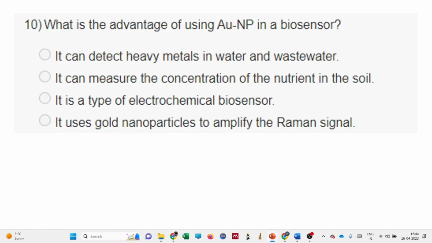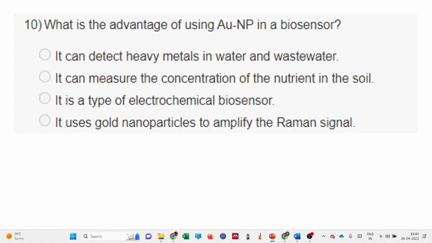What is the advantage of using AuNP, which is basically gold nanoparticles, in a biosensor? It can detect heavy metals in water and wastewater. It can measure the concentration of the nutrient in the soil. It is a type of electrochemical biosensor. It uses gold nanoparticles to amplify the Raman signal. So which one do you think is correct? Anybody else who has a different opinion?